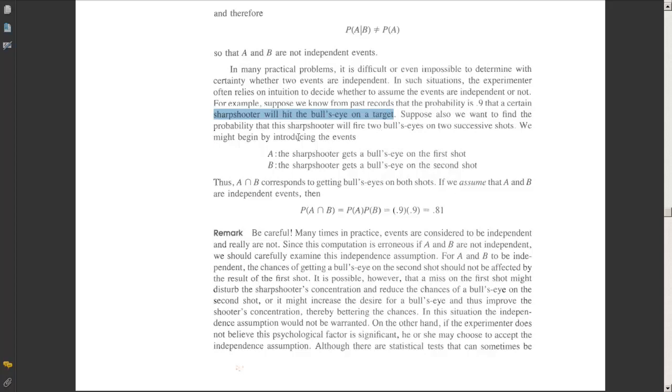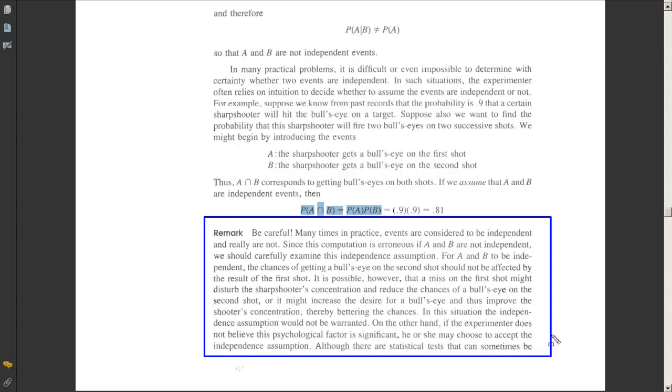We might begin by introducing the events A, gets a bullseye on the first shot, B, second shot. Thus A intersect B means that A and B occur, means that he or she gets bullseyes on both shots. If we assume that A and B are independent, then we're assuming this. So that would mean 0.9 times 0.9, which is 0.81. Okay, so that's if we assume that they're independent. Okay, now let's read this one carefully.